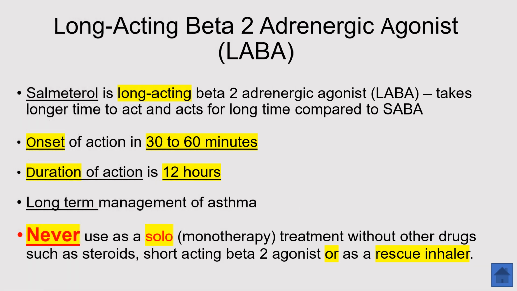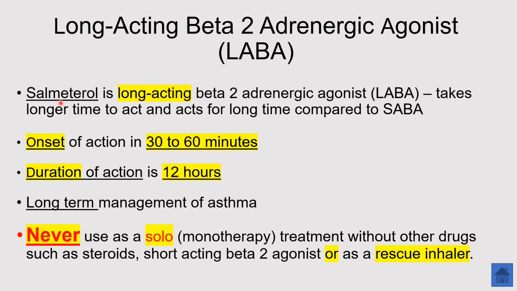Okay, now let's look at what a long-acting beta-2 adrenergic agonist means. Remember, there are 2 types of beta-2 adrenergic agonists. One is the SABA, the other one is the LABA. SABA is short-acting, LABA is long-acting. Long-acting means it takes about 30 to 40 minutes to start acting, and then the duration of the action is about 12 hours. It stays longer in the system.